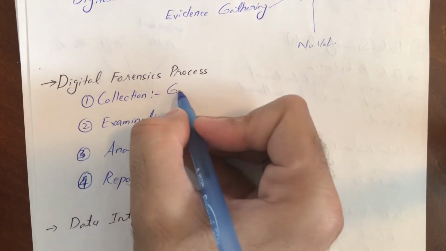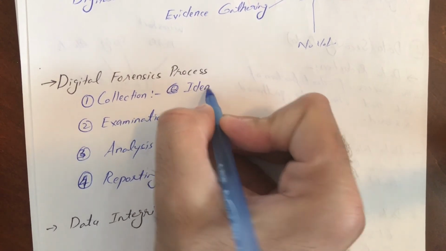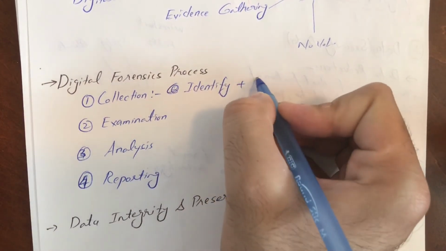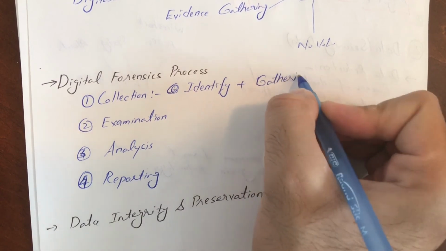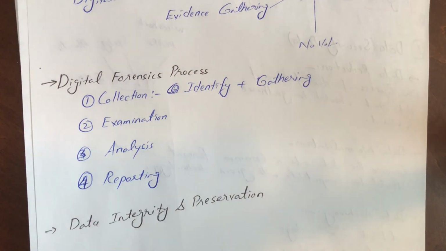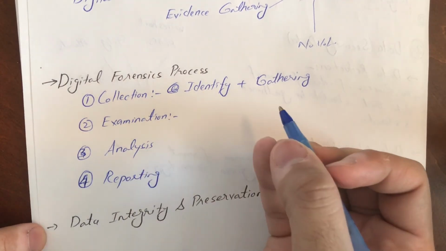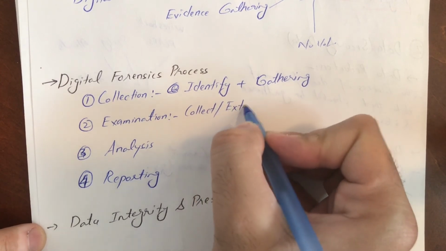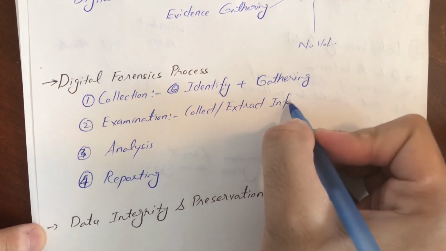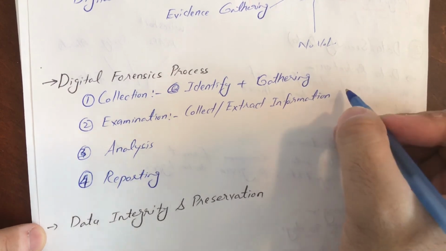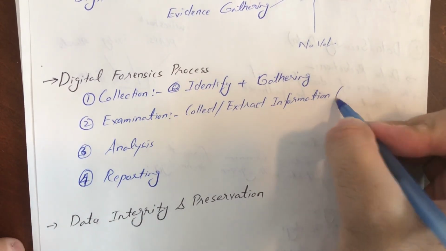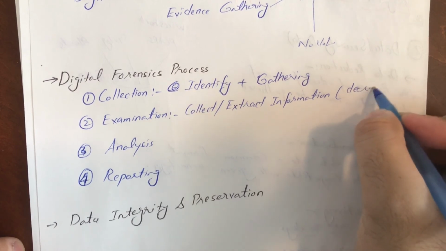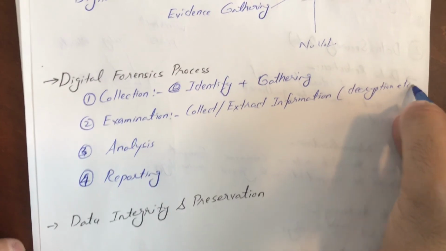Collection is basically identifying plus gathering. You need to identify what could be evidence, and then gather it in a secured way so that it is not modified or tampered with. Next is the examination. What we need to do is extract information from the evidence. For example, it could be decryption, decompression, etc.